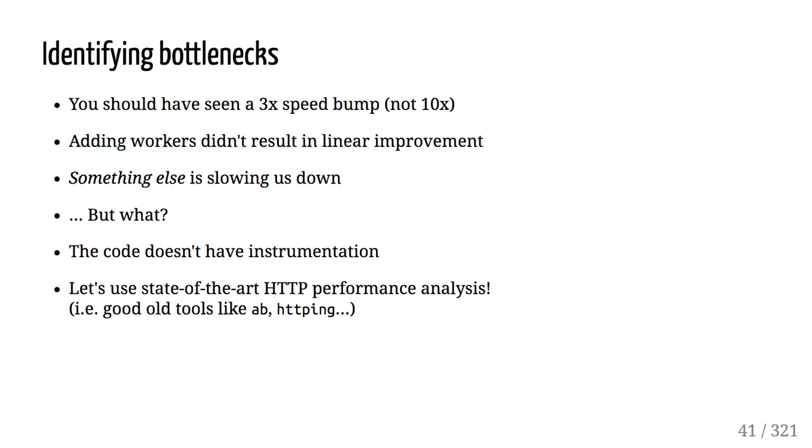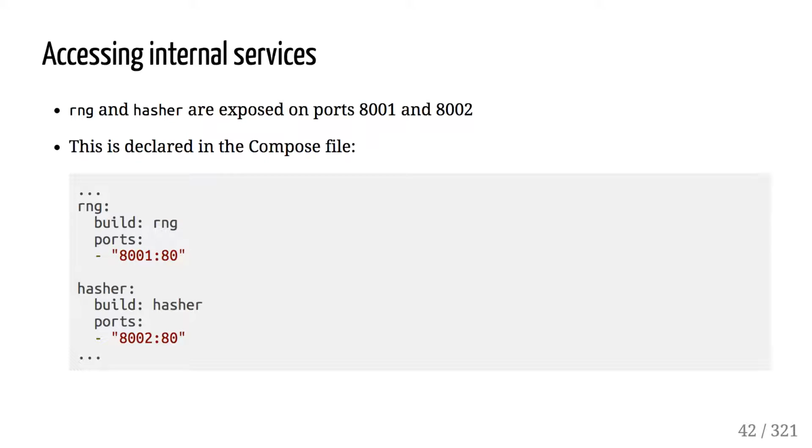So instead, we are going to use state-of-the-art HTTP benchmarking tools. In that case, we're going to use HTTPing, which is exactly like ping, except instead of using ICMP packets, it just does a simple HTTP GET request and times it, so it gives you the response time for the server. We're going to benchmark the individual microservices in this application, specifically the random number generator and the hasher service. They are exposed on ports 8001 and 8002.